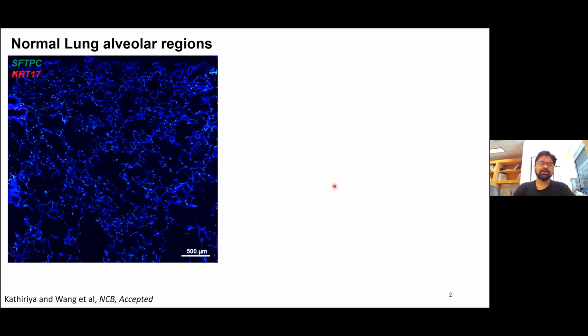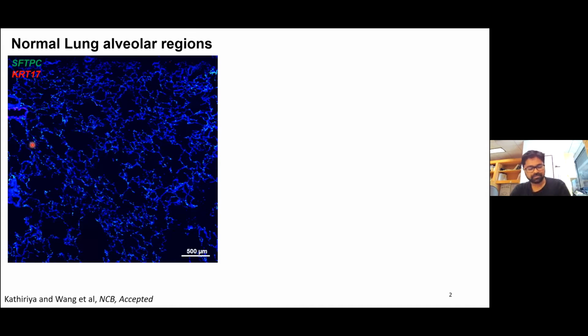As we appreciate, the most abundant anatomical feature in the normal lung is an alveolus, and the most frequent cell type we find in these alveoli are SFTPC positive type 2 cells. In the distal airways, we can also find basal cells marked by cytokeratin 17, as we see right here, an early marker of basal cells.